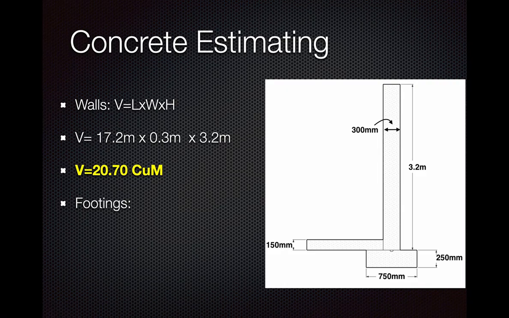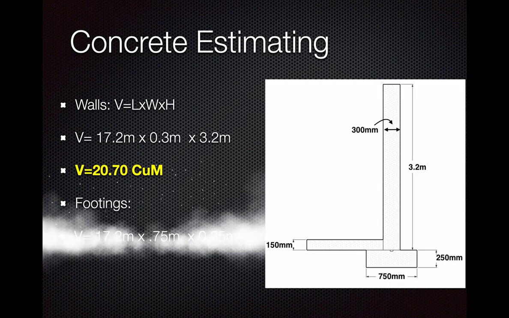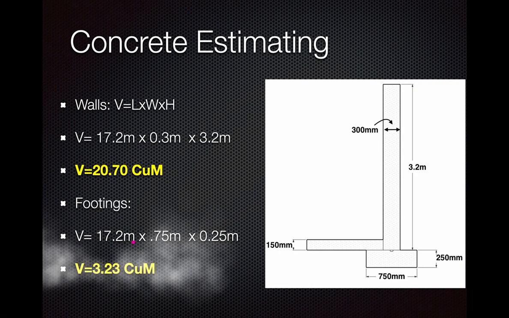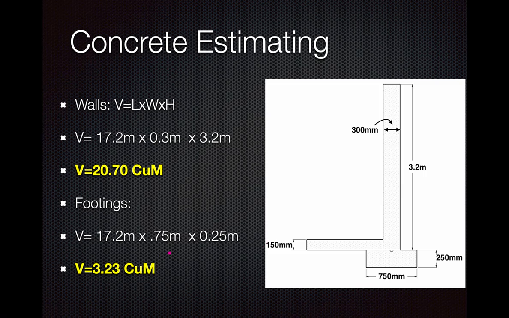All right, so our footings, we are going to use that same center line perimeter, so it's still going to be 17.2 meters, but our footing is 750 wide and 250 thick, okay? So 17.2 meters is the center line perimeter times the width times the thickness, and that gives us 3.23 cubic meters for the footing. Now the foundation, the slab I should say, is a little bit different.